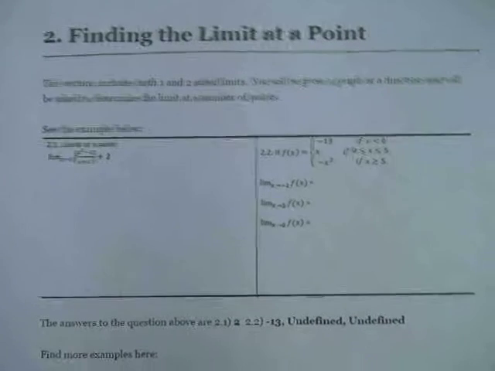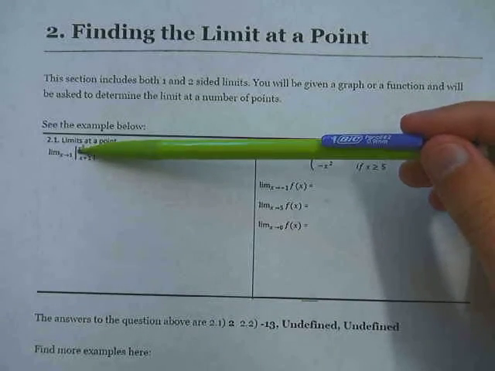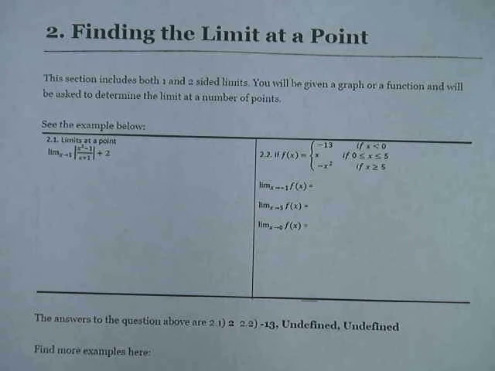Alright, section 2, finding the limit at a point. In this section, it's basically just like it says, limits at points. One- and two-sided limits: for just a normal limit, we're finding the limit at 1, so the limit as we approach from both sides at 1. If we're looking for a one-sided limit, none of those actually appear in this problem.